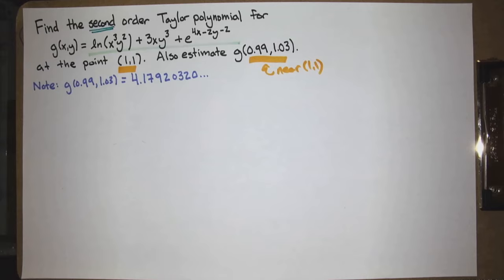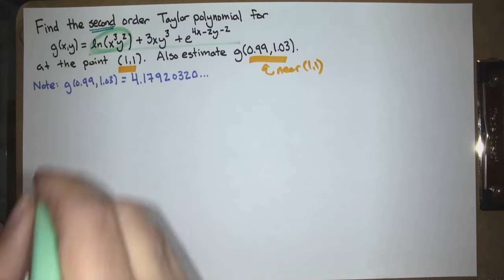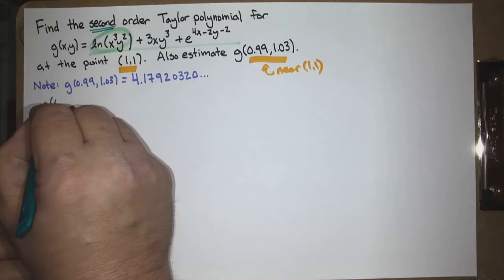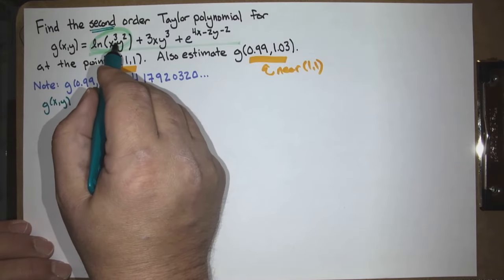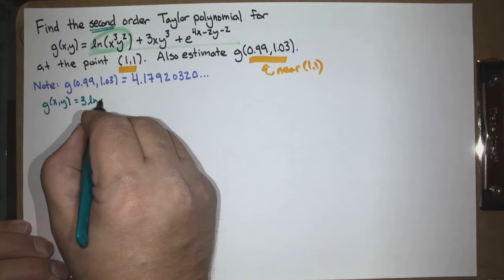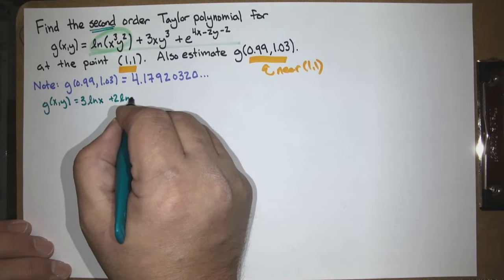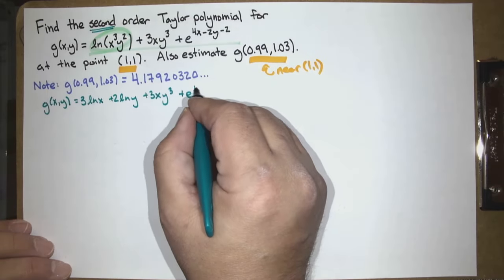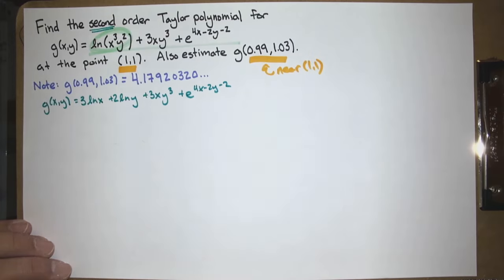And what is it? Because there is something about this function we could make more pleasing to work with. The log. What can you do with that log? You can turn multiplication into addition, and you can also bring powers down. So this becomes 3 log x plus 2 log y plus 3xy cubed, and all the rest, 4x minus 2y minus 2.